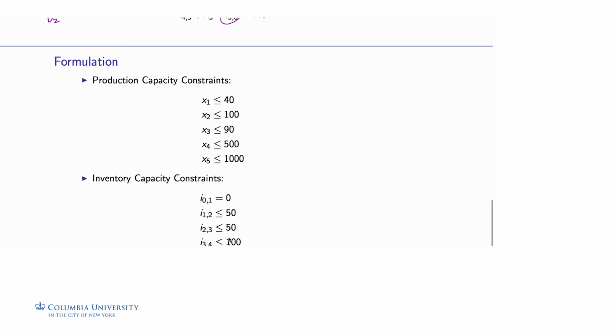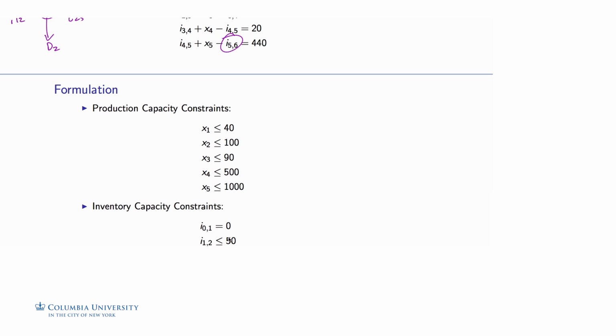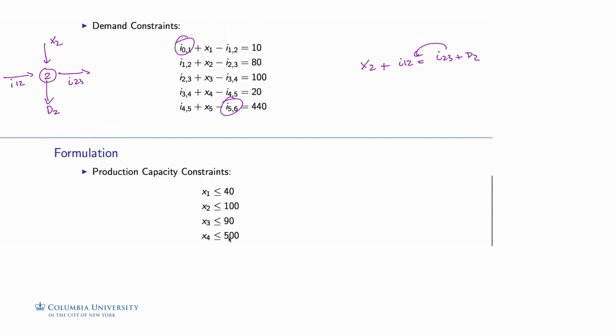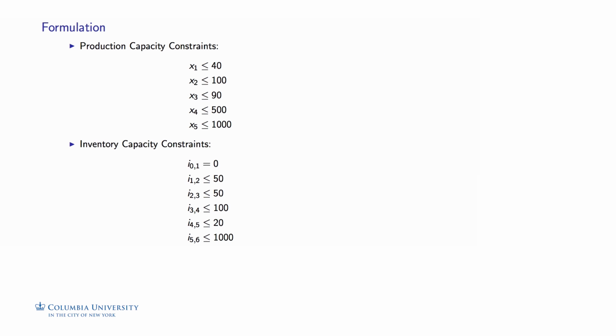And then the final constraints are the production capacity constraints. You have x1 less than 40, x2 less than 100, and these are the production capacities as I previously saw. And then finally, as I previously described, you have 40 for period 1, 100 for period 2, and this is what you see here. And finally, we have the same thing for the inventory capacity constraints. As I mentioned earlier, you see that I set I01 to 0. It's not helping the problem anyway, but it just makes writing the problem in Python easier.